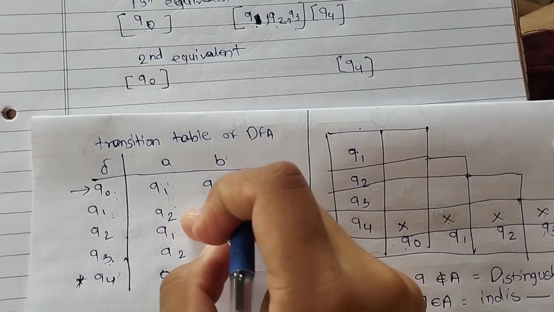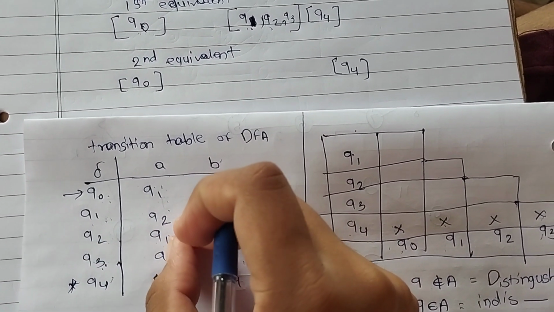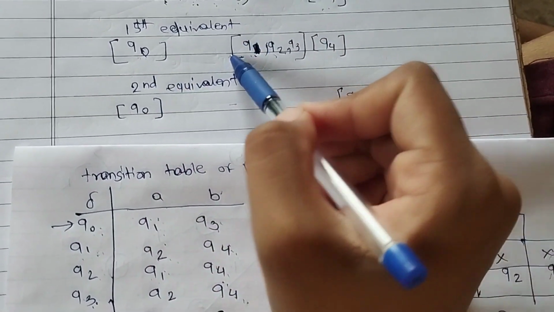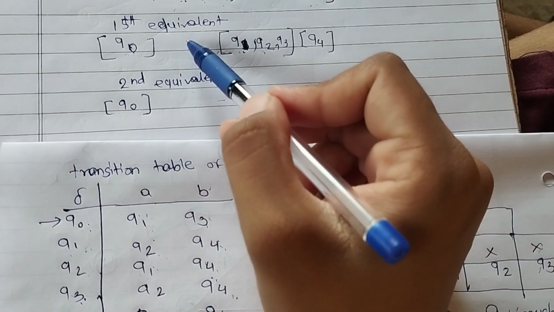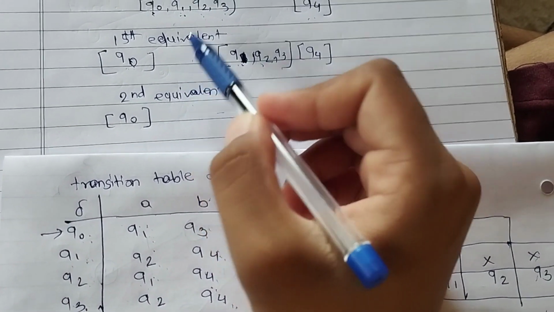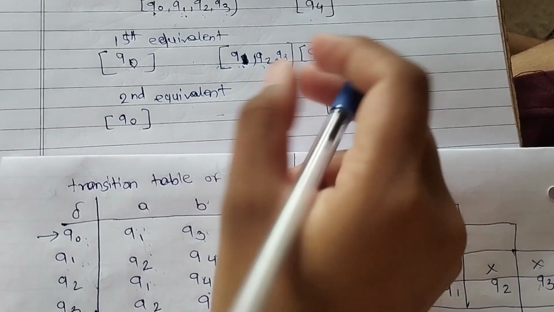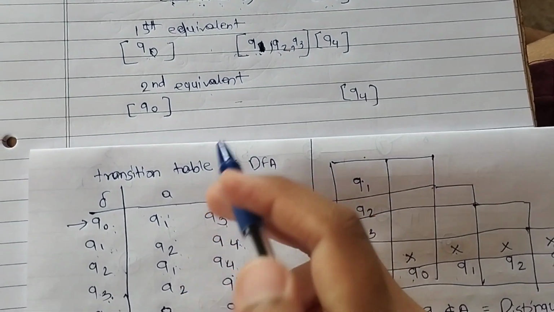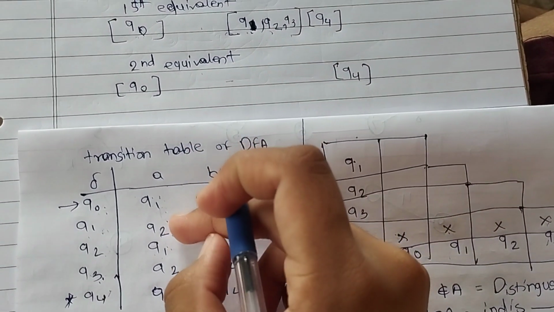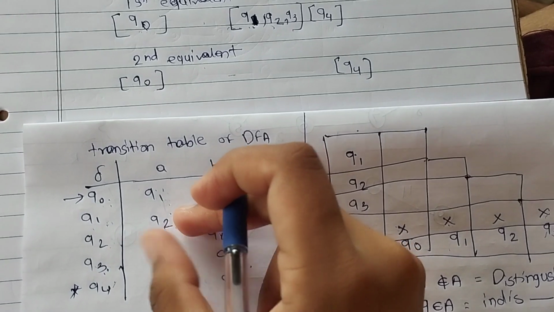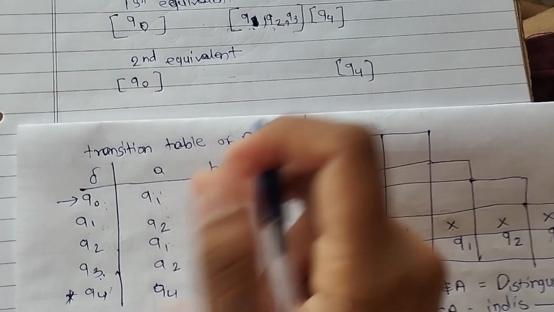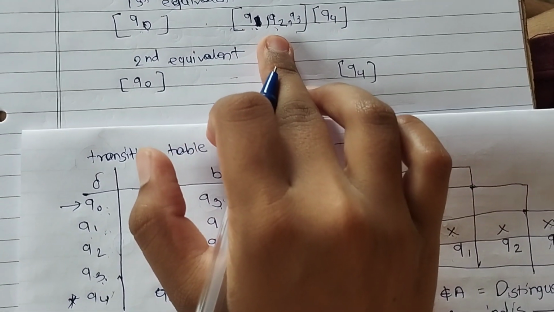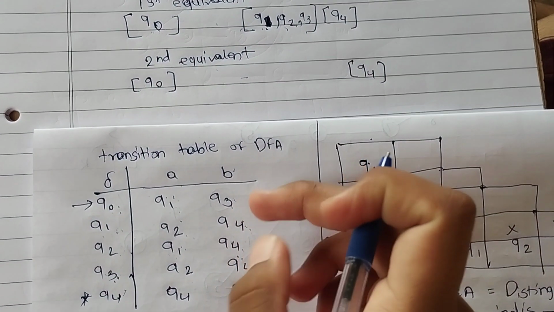Q1 reads A in Q2, Q2 reads A in Q1, and now we check these states in the previous equivalent, meaning for the second equivalent we refer to the first equivalent. For the first equivalent we take reference of the zeroth equivalent. Now these are the groups, not considering the zeroth equivalent. So Q1 and Q2: Q1 reads A in Q2 and Q2 reads A in Q1, and these are present in a single group. Now we check B also.